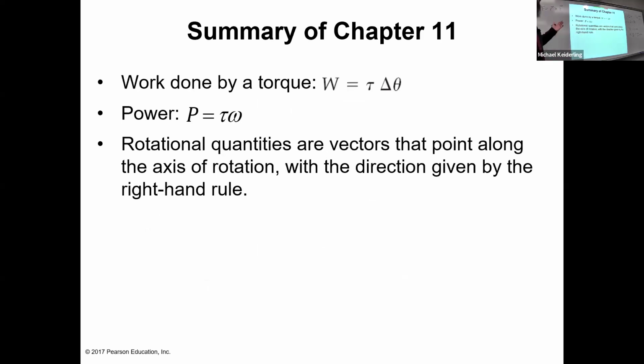The work done by a torque is torque times angular displacement, and power is torque times angular velocity. It's just work over time. And rotational quantities are vectors that point along the axis of rotation with the direction given by a right-hand rule. Generally, you curl your fingers in the direction of rotation. Your thumb points in the direction that is the vector for that rotation. So that is the end of chapter 11.